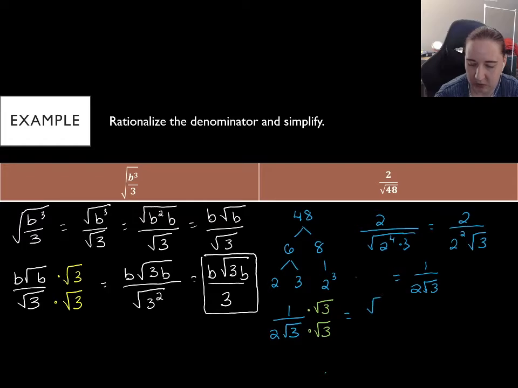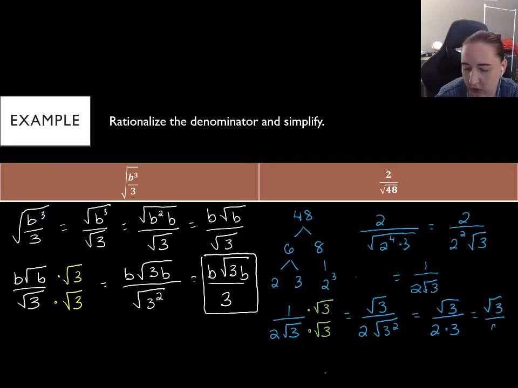So this gives me the square root of 3 on top, and then I get 2 times the square root of 3 squared. And the square root of 3 squared, that cancels, you get 3, so we end up with square root of 3 over 2 times 3, and then you multiply, you get square root of 3 over 6.